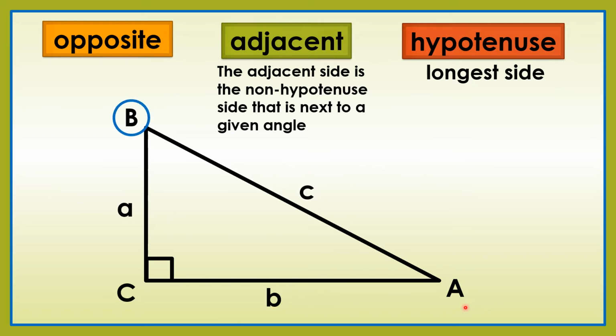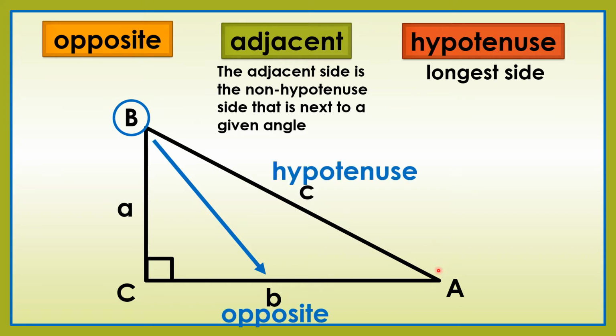Let's say ang ating reference angle naman ay angle B. So, ang opposite side natin yung side B. At ang ating hypotenuse ay yung side C because that is the longest side. At ang ating adjacent ay yung side A.